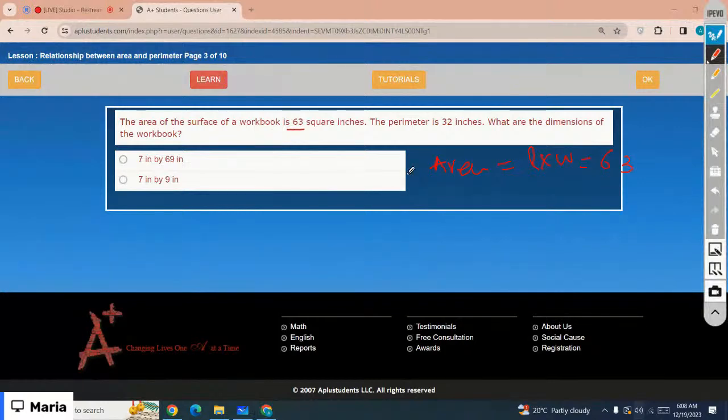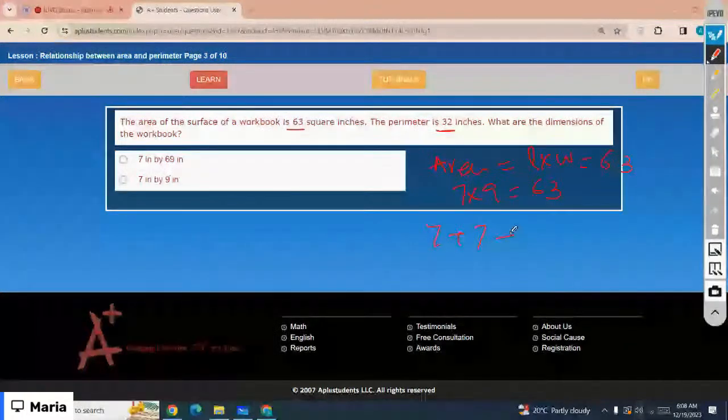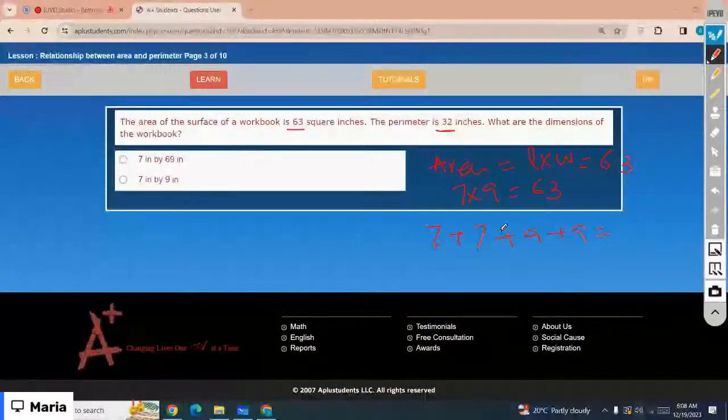Very good. 7 times 9 makes 63, so they have the area 63. You can check dimensions also, just add them because it is rectangular. So two of the side lengths are 7 and two of the side lengths are 9. Add them and see if they make 32.